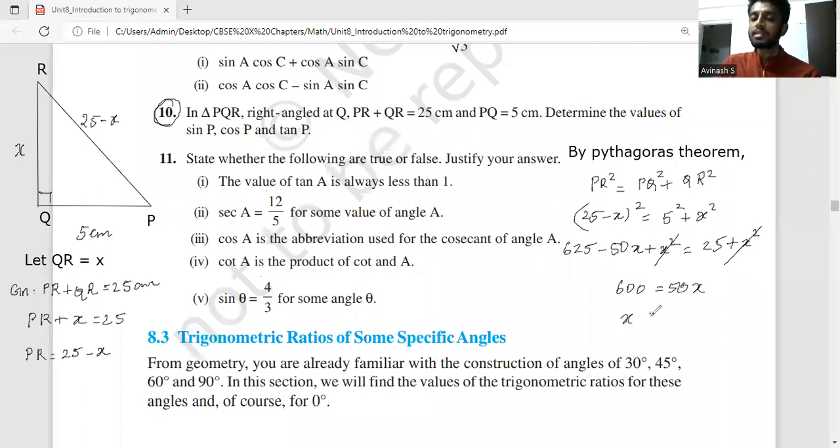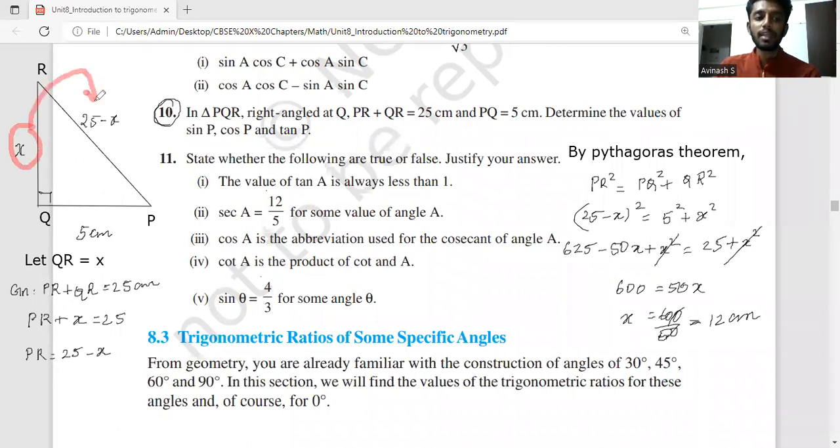And finally, we get X is equal to 600 divided by 50, because 50 comes to the left denominator. So now we get the value of X as 12. 12 centimeters. This is the value of X. And if you look at the diagram, red color, the value of X is gotten as 12.